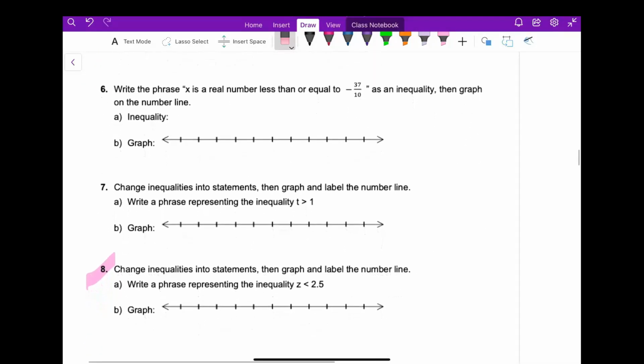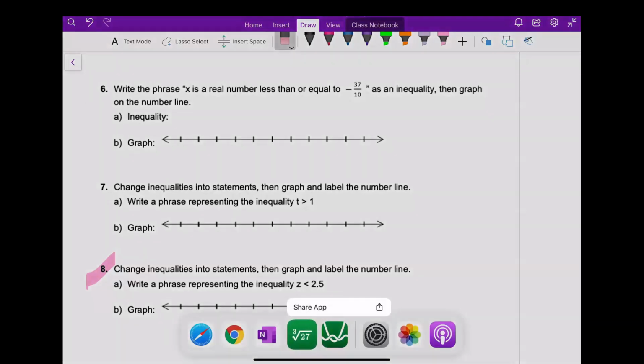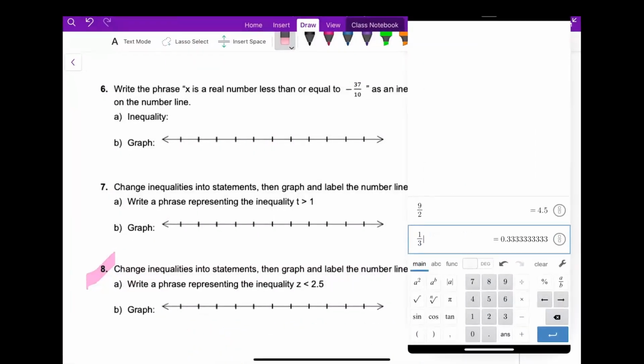Let's try 6 together. It says write the phrase x is a real number less than or equal to negative 37 tenths as an inequality, then graph on a number line. So I wanted to try this one with you because it's the first time we see a fraction. I'm going to open up my calculator and type in 37 divided by 10, and that will give me my value, 3.7.